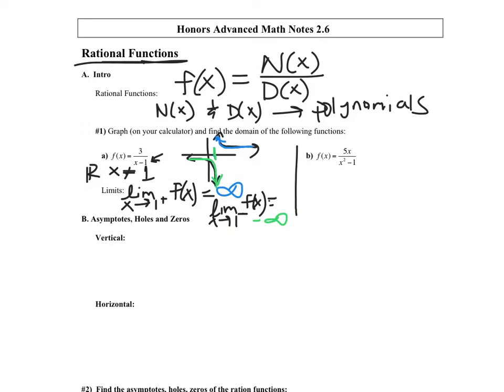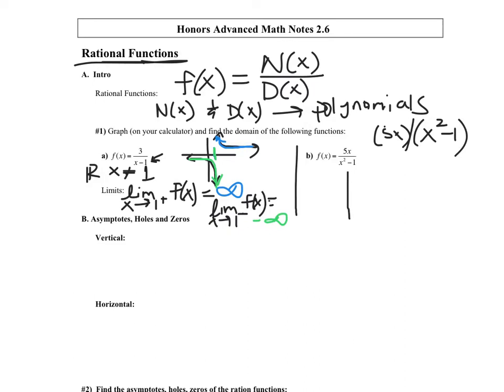So let's look at B now, part B. Let's graph this one on our calculator. When you graph this on your calculator, make sure that you do 5x in parentheses divided by x squared minus 1 in parentheses. I'm sure that you can tell by looking at the graph what the domain is. You can tell by looking at the graph too. This one has 2 breaks in it.